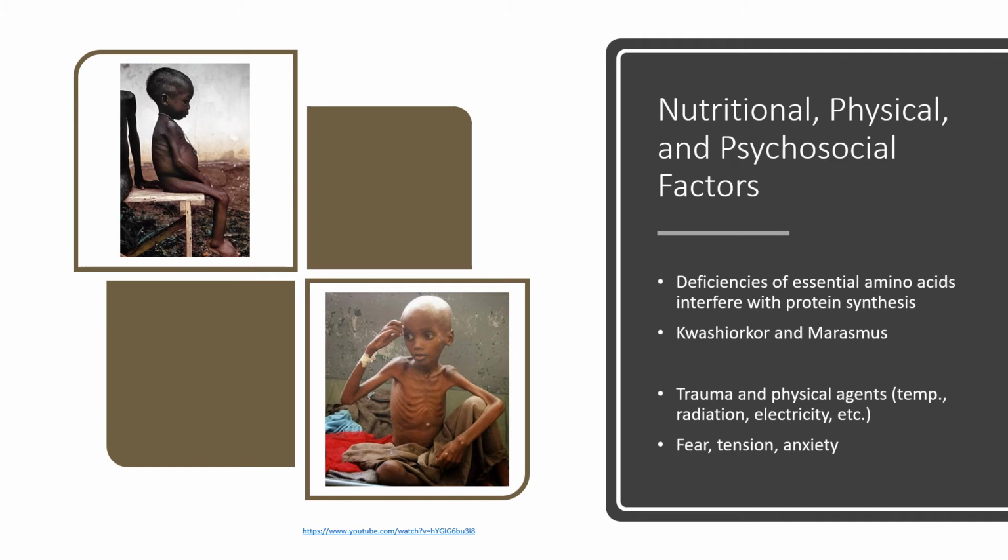Studies have shown that people who describe their work as monotonous have a higher risk of injury than those who are satisfied with support from their colleagues and supervisors. So that gets into the bottom portion of the screen where we talk about fear and tension and anxiety. So fear and tension and anxiety can also induce cellular injury.